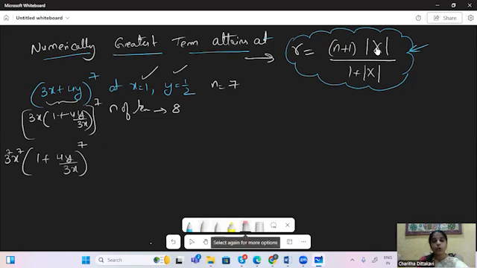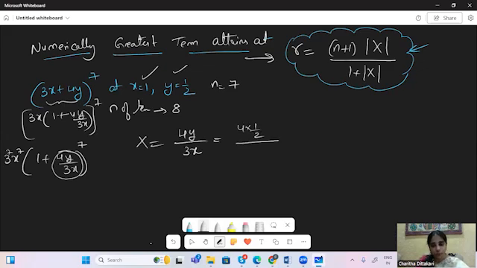Right? Now what is our X? After writing it in the form of 1 plus something, you mention that X equal to 4y by 3x. Now you are already given the x and y values, just substitute: 4 times 1 by 2, divided by 3 times 1. How much is that? That is nothing but 2 by 3.